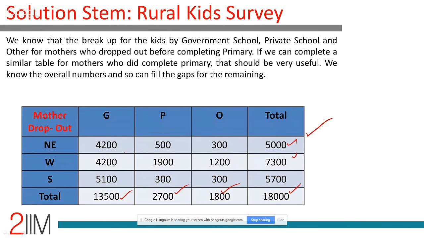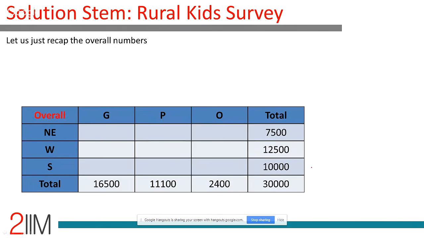Whereas these 9 cells are clearly new information that is handed out. Now, if I can fill one more set of cells like this, then I'm good. Right? Overall, I know that this is 7,500, 12,500, 10,000.